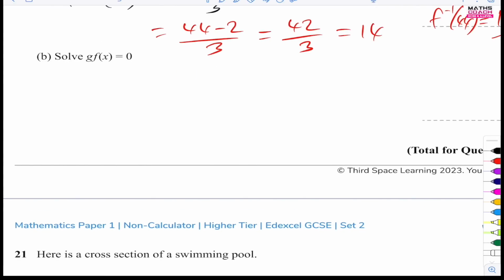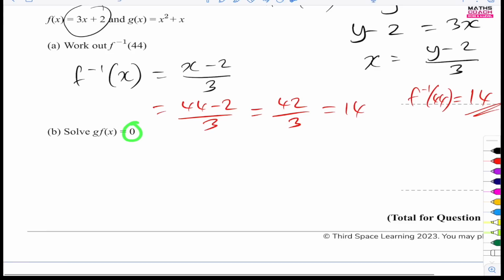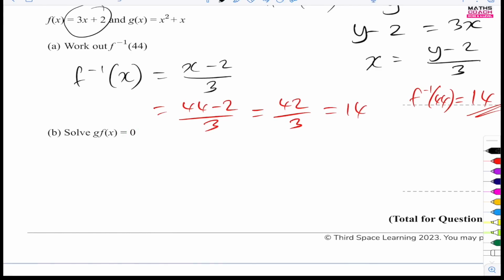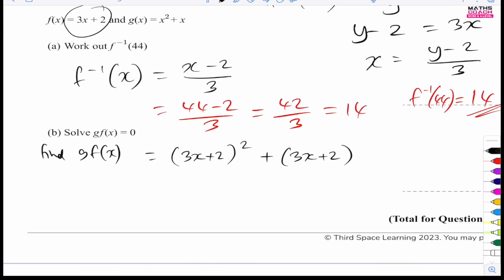Part b, solve gf of x is equal to 0. So let's go ahead and find what gf of x is. So we're going to find gf of x first. What does that mean? It means you get f and you put it into g. All right. So f is 3x plus 2. We're going to put it into g wherever we see an x. All right. So that would be in a bracket 3x plus 2 squared plus, now x, we see an x again. So again, we put our 3x plus 2. Okay, that's what we have.